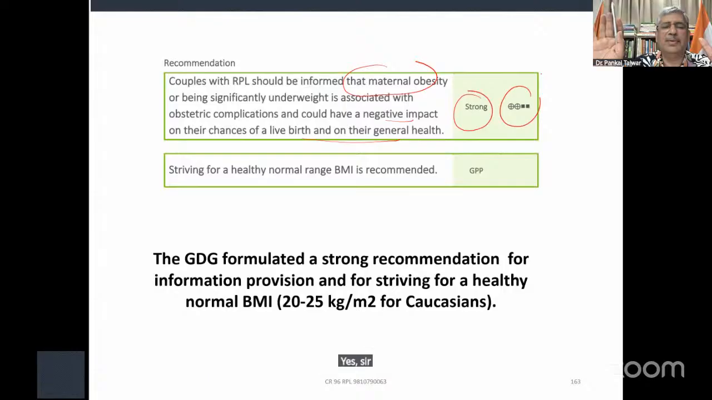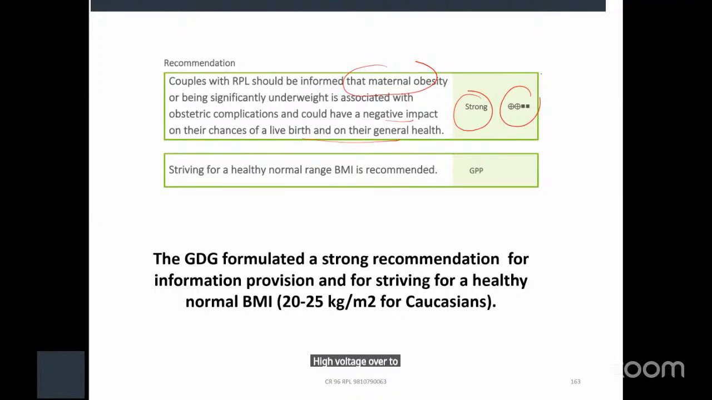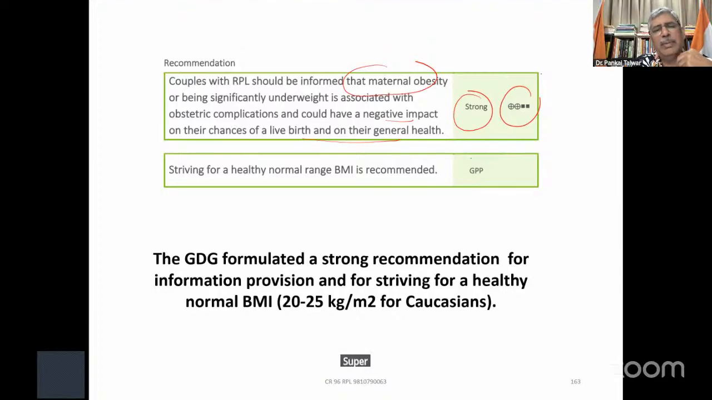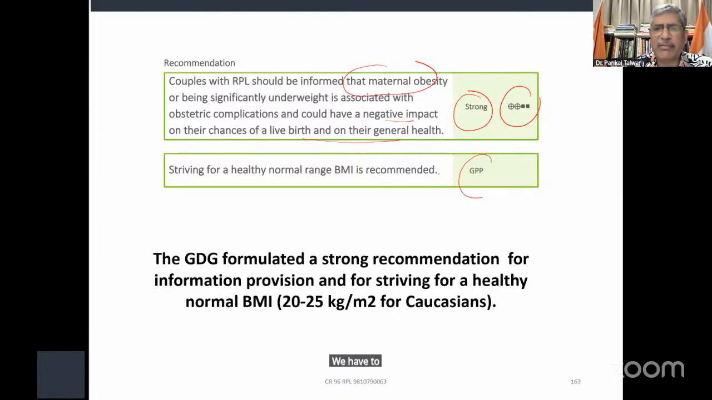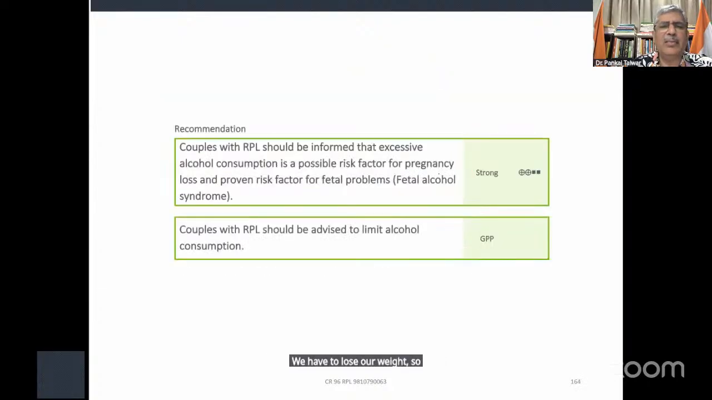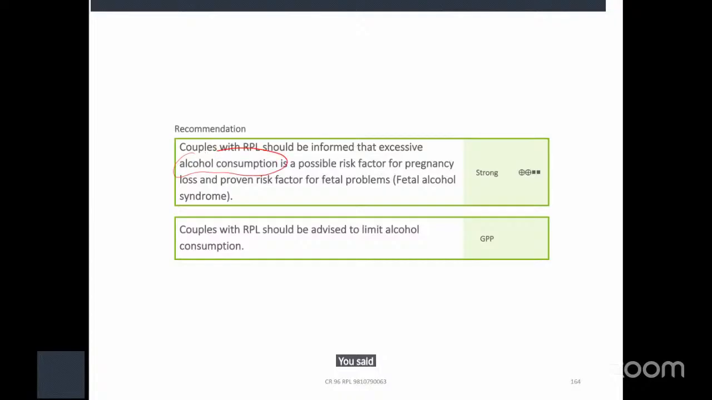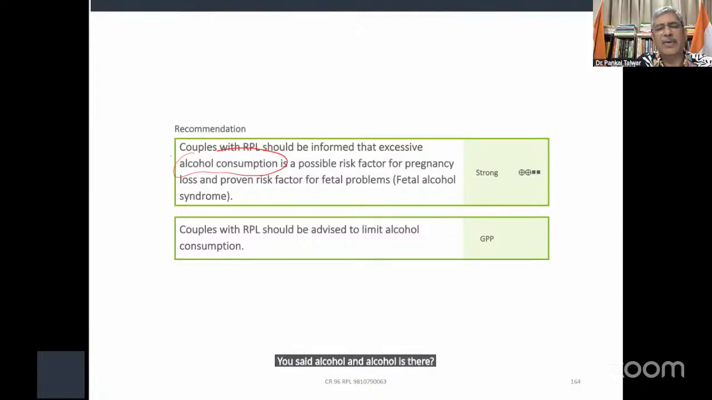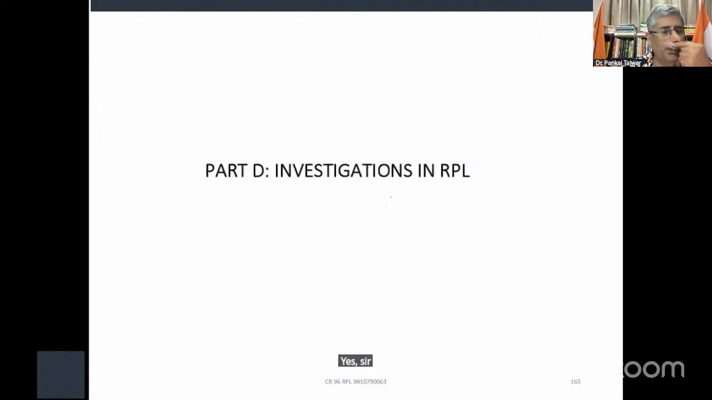High altitude. Caffeine, alcohol intake. Super. So GPP, we have to lose our weight. So smoking, alcohol can lead to problems. You said alcohol is there, and we have to limit alcohol consumption. Good, absolutely good. Part D is investigation in RPL.